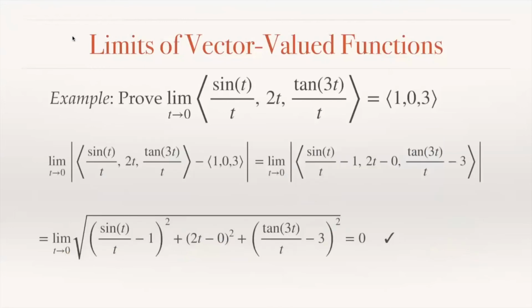Well, the magnitude is the square root of the sum of the squares. So this is 0 squared, that goes away. This guy is necessarily 0, since sine t over t approaches 1, and this guy is necessarily 0 in the limit, since this guy approaches 3. So it yields 0 indeed.